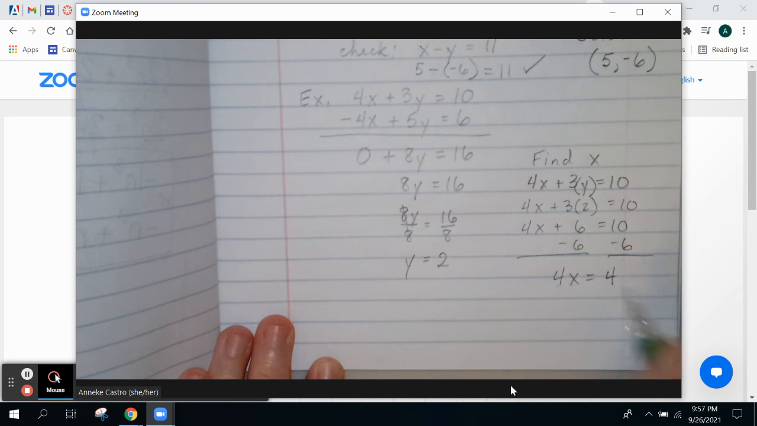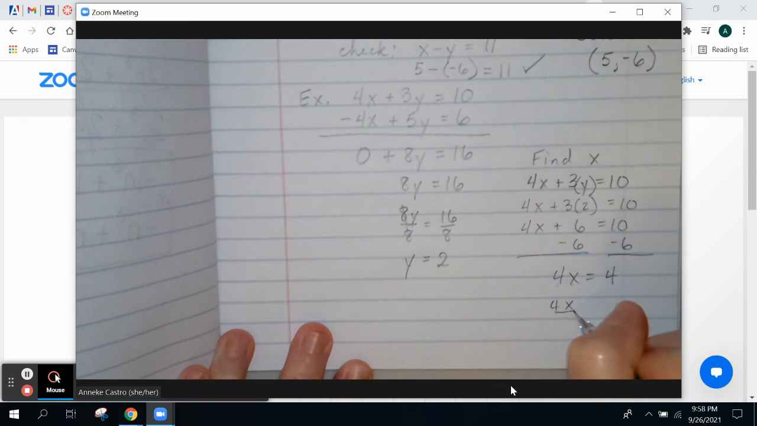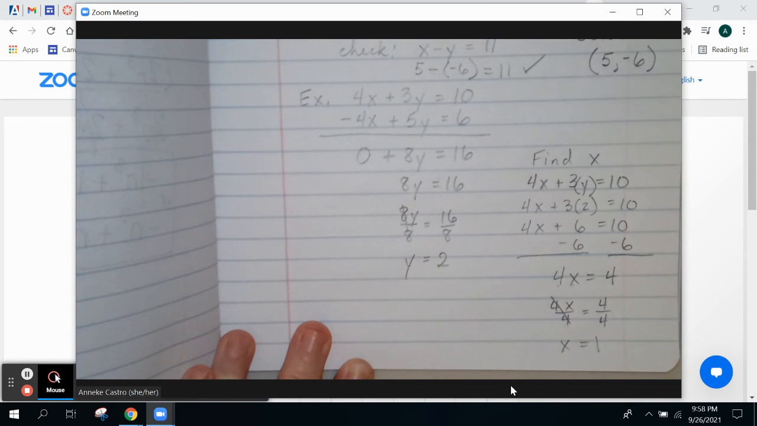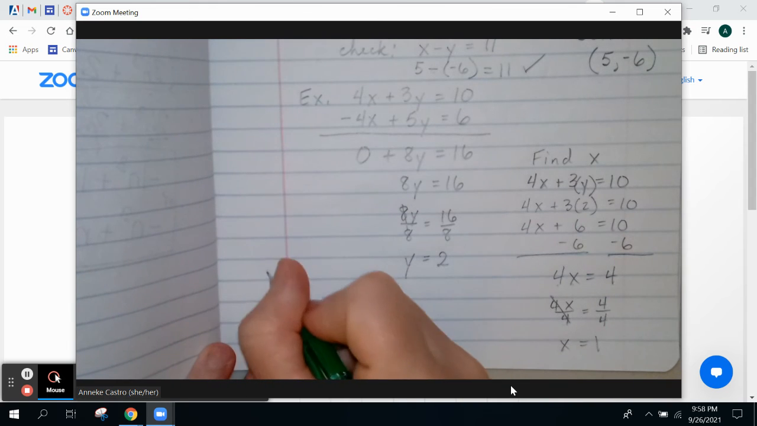4 times what is equal to 4? Oh, that would be 1. 4 times 1 is equal to 4. In case that doesn't occur to you, go ahead and divide both sides by 4. Whatever x is being multiplied by, divide by that same number so that you end up with just 1x. 4 divided by 4 is 1. So there it is.